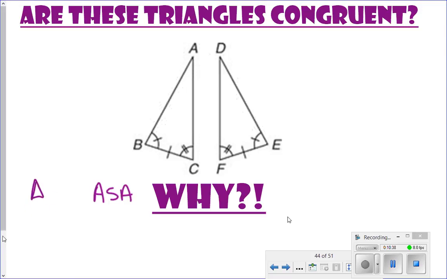So we have triangle, I'll just say ABC, is congruent to triangle DEF. Okay, because of angle, side, angle.